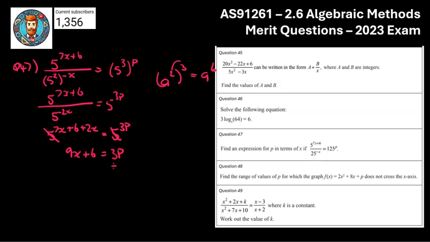And now I can divide by 3 on both sides, can't I? To get rid of that there, get p by itself. So it's going to be 3x plus 2 is equal to p. And that's p in terms of x.